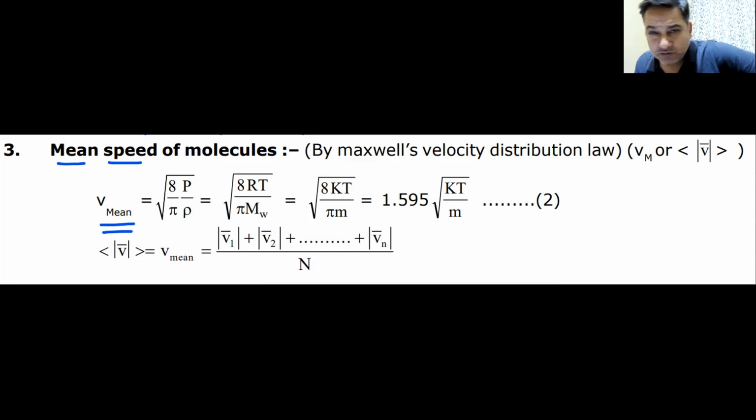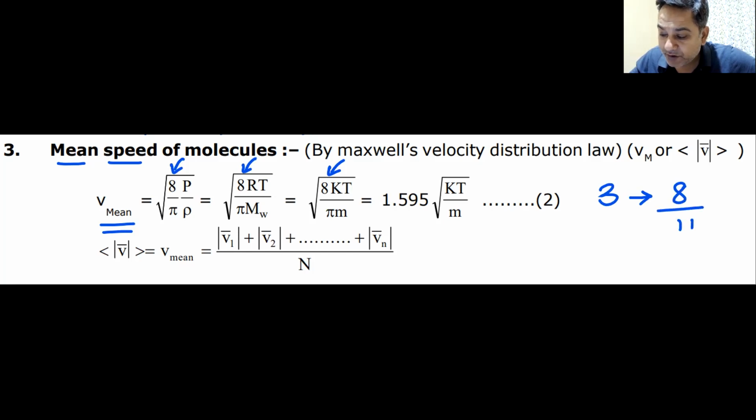And you don't have to understand how this formula comes. The formula is root over 8 by pi P by rho, or root over 8 by pi RT by molecular mass, or root over 8 by pi KT by M. So basically 3 in the previous formula has been replaced by 8 by pi, and the value of root over 8 by pi becomes 1.595. So you have to remember this 1.595.